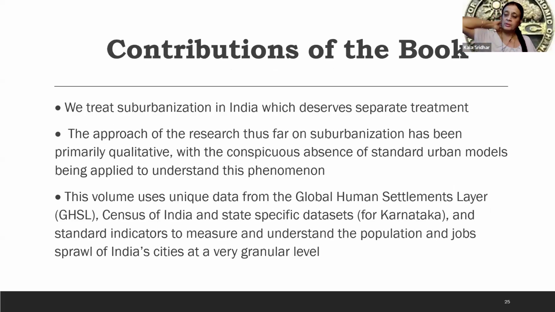And what are the contributions of this work? This is the last slide. We treat suburbanization in India, which deserves a separate treatment from that of Asia or Europe or the US. And the approach of the research thus far has, I have found, been only qualitative, at least in the Indian context, with the conspicuous absence of the standard urban model, which I apply to Indian cities to understand this. And we also use unique data from the global human settlements layer and state specific data sets to understand suburbanization at a very granular level.